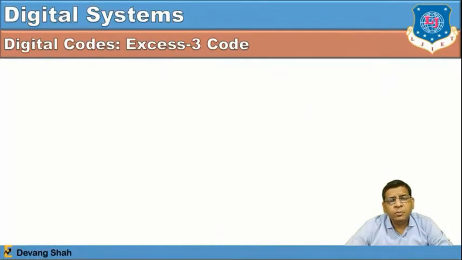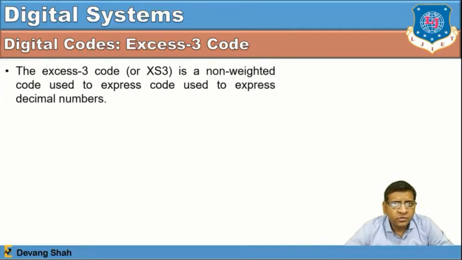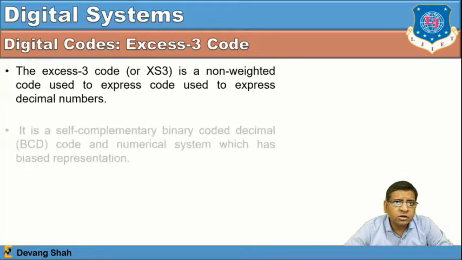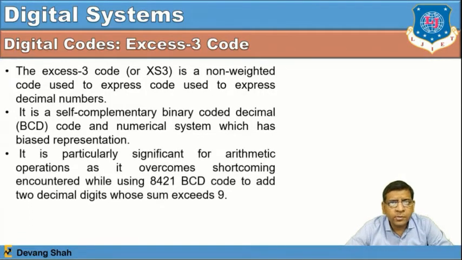Now the next important code we define is the excess 3 code. Now what is this excess 3 code? Excess 3 is a non-weighted code used to express decimal numbers. So some of the decimal numbers we can express in terms of the excess 3 code. It is a self-complementary binary coded decimal (BCD) code and numerical system. So this is one more representation of the decimal system, like BCD. It is particularly significant for arithmetic operations as it overcomes the shortcomings encountered while using the 8421 BCD code. 8421 is nothing but the sequence of the BCD code.